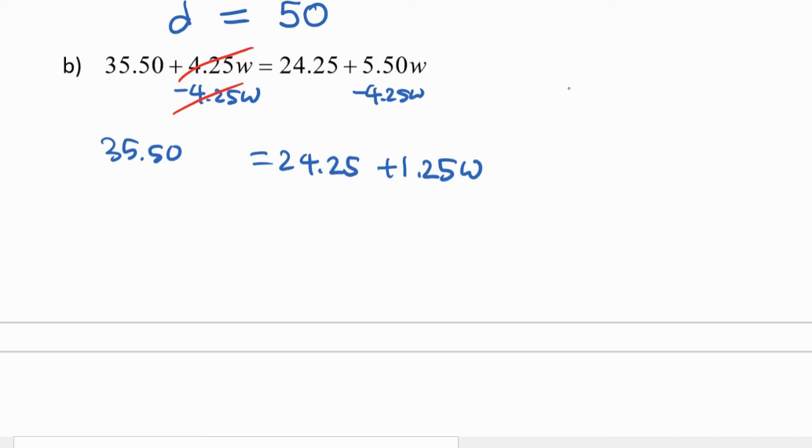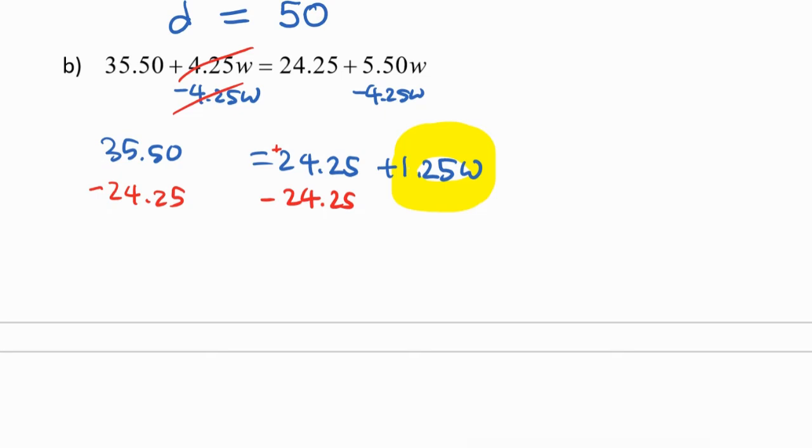Okay, now it's a two-step equation. Our final goal is to keep the variable on one side, isolate the variable on one side. So I'm going to subtract 24.25 from both sides. Remember, the sign of 24.25 is positive because there's no sign in front of it. So we use the inverse operation, subtraction, to get rid of it. Subtract 24.25 from both sides.